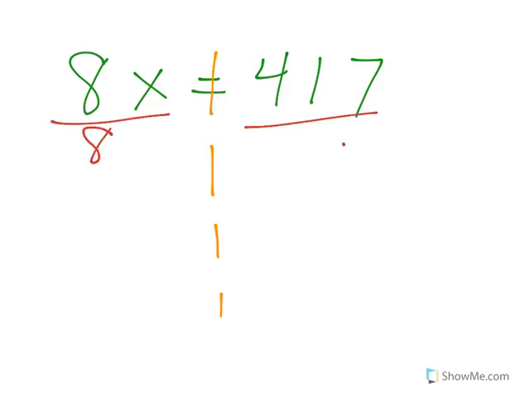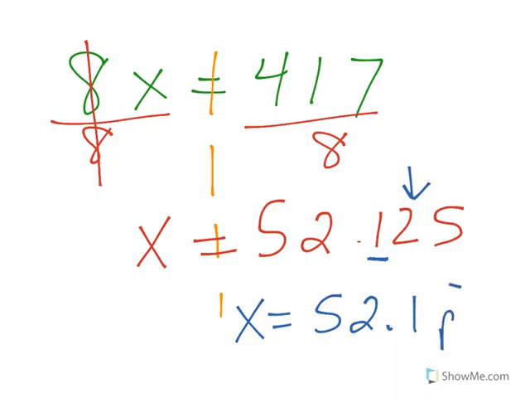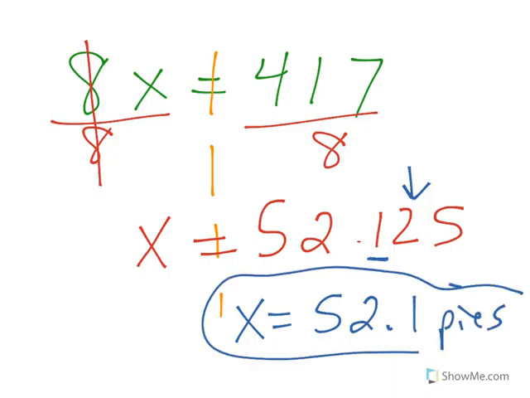And I want to divide both sides by 8 because an 8 touching an x is multiplication and the opposite of multiplication is division. When I divide by 8, 8 over 8 is 1, and 1x equals 52.125. I believe the directions for this one said round to the nearest tenth, and 0.1, right, is the nearest tenth, so 2 rounds down. So we would say 52.1 pies would be our final answer.